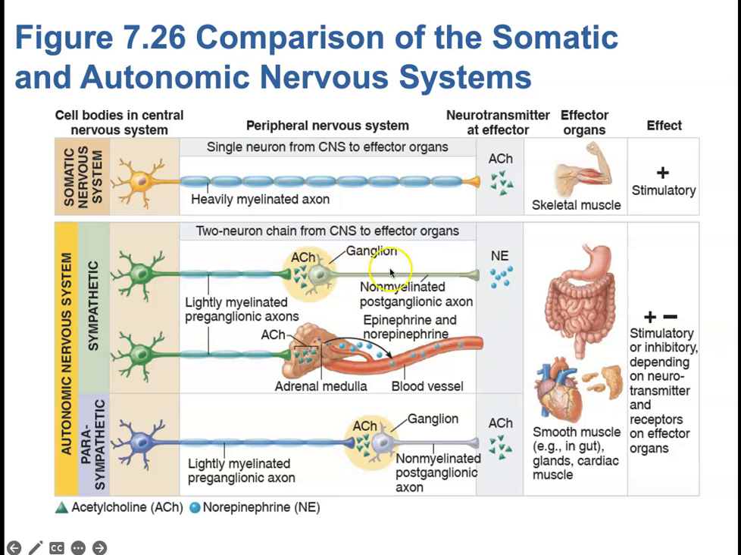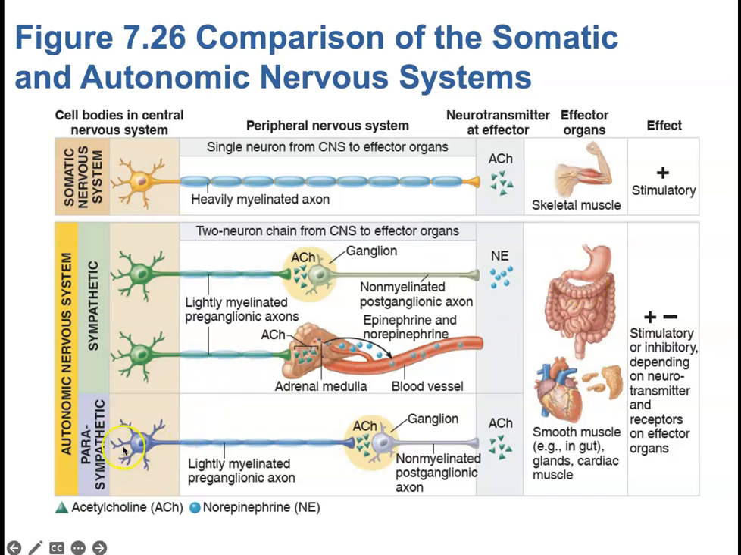Then, if this postganglionic neuron is going to the sweat glands, it's a cholinergic fiber and it's going to secrete acetylcholine and stimulate sweat gland production. If the postganglionic neuron is adrenergic, it's going to secrete norepinephrine and target alpha adrenergic receptors, alpha ones, to increase blood pressure, or it'll target beta receptors, beta 1 in your heart, or beta 2s in the lungs. And then when norepinephrine gets secreted, it will inhibit digestive function and also, obviously, urinary function.